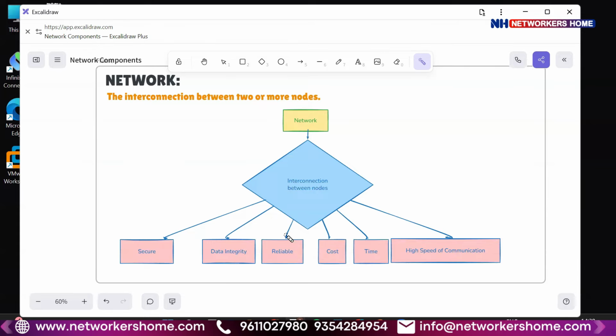And then reliable. What is this reliable? I'm sending data. Now, due to some internet issue, the data got dropped. But again, I can resend it to you. I'll resend the email. If I'm writing a letter and due to some natural calamity you lost the letter or the letter got damaged, then what do I have to do? Again, I have to write it and send it with the person. But here you're one click away. Just resend it. Done. So it is reliable. Cost and time, high speed of communication.